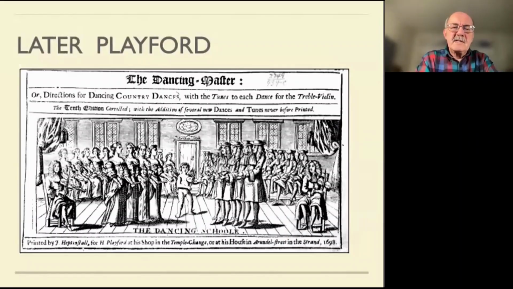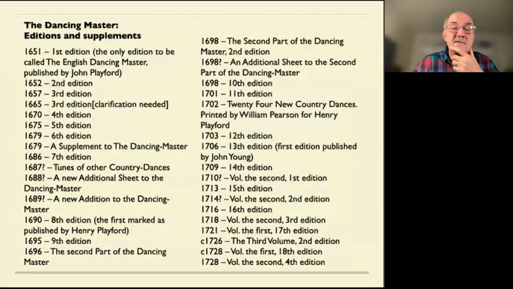John Playford was succeeded by his son Henry Playford and others. This is an illustration from the 10th edition of Playford. Just how many editions were there? Take a look. From 1651 up to 1728, all these different editions. By the time we reach the final one in 1728, we've moved from about 105 dances to roughly 1,000 dances.